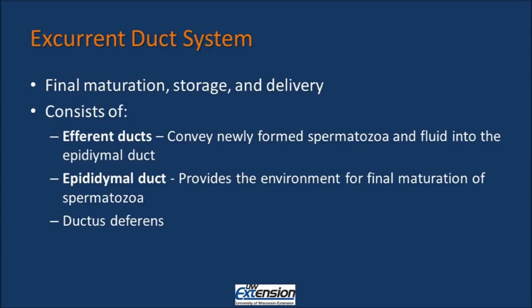The excurrent duct system consists of the efferent ducts, the epididymal duct, and the ductus deferens. The efferent duct is a tube that connects the testis to the epididymal duct, and it conveys newly formed spermatozoa and fluid into the epididymal duct. The epididymal duct, or the epididymis, is responsible for final maturation of the sperm and ultimately storage of the sperm.